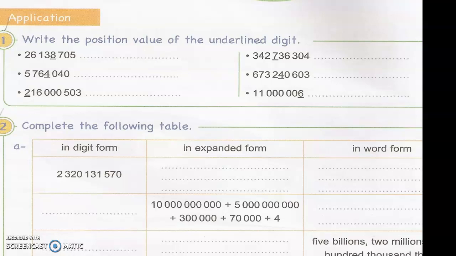Fine? In the Zoom period, we were doing exercise 1, page 18. We still have the last one. Let's finish the last one, then I will start explaining how to write the word form of any number.